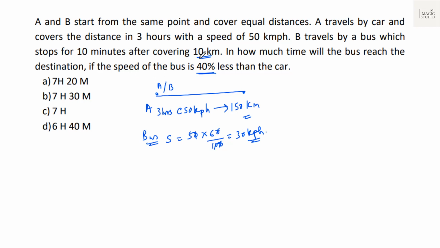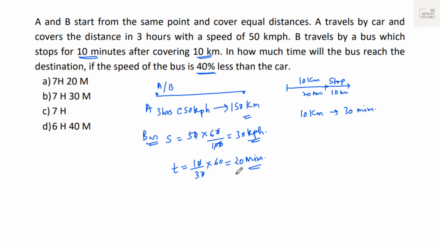Now, in what time is this bus covering 10 kilometer? Time required to cover 10 kilometer is distance by speed, 10 by 30. If I multiply this by 60, I can get the answer in minutes. That would be 20 minutes. That means after every 20 minutes, the bus is stopping for 10 minutes. So this 20 minutes is for 10 kilometer and then 10 minutes is stoppage. So initially we can say to cover 10 kilometer, the bus is taking 30 minutes. Clear?